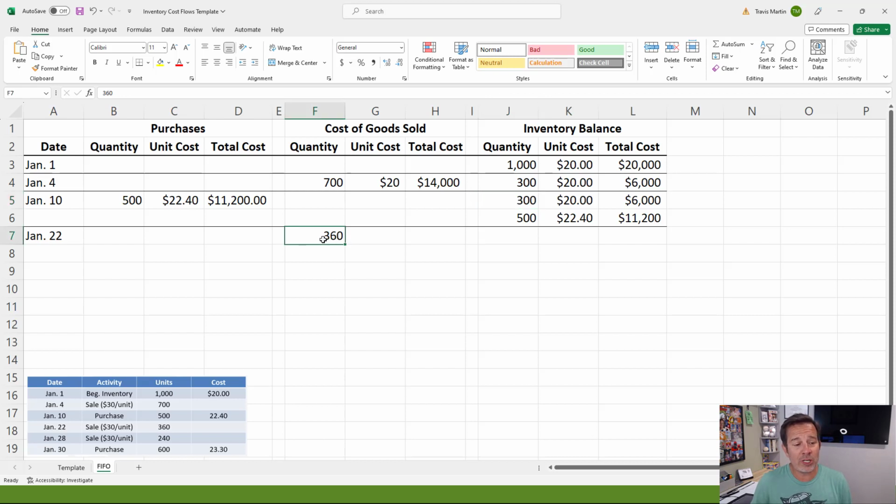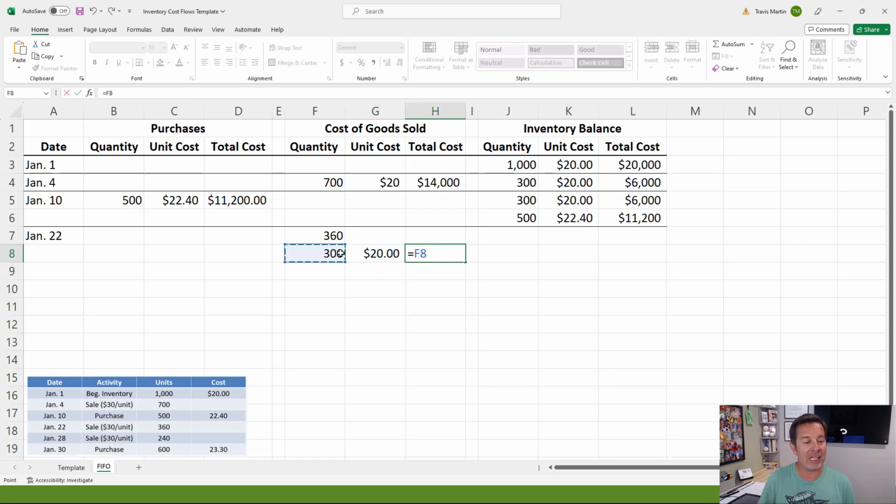First in are the first out. So I sold 360. That means that entire layer right there, if I'm doing FIFO, is going to go away. Because FIFO, we're pulling the first ones. So I pull 300 out of that layer.